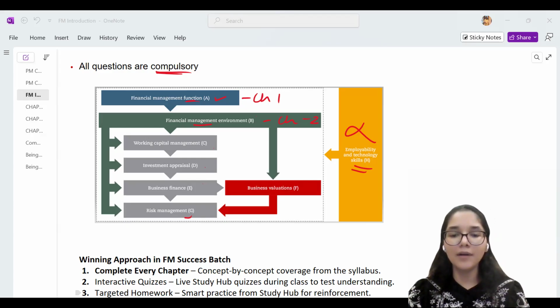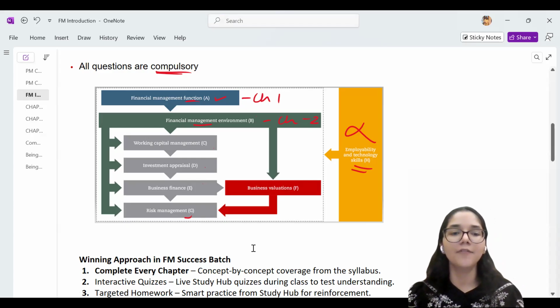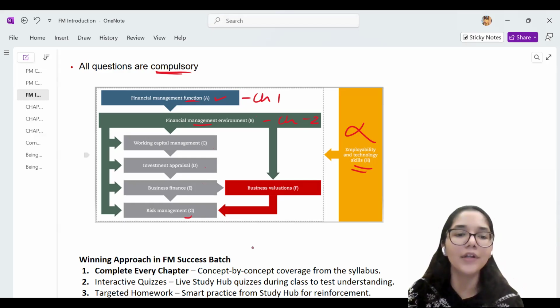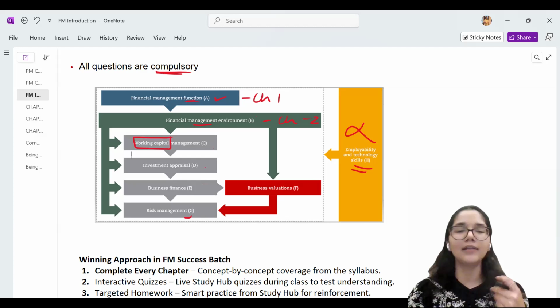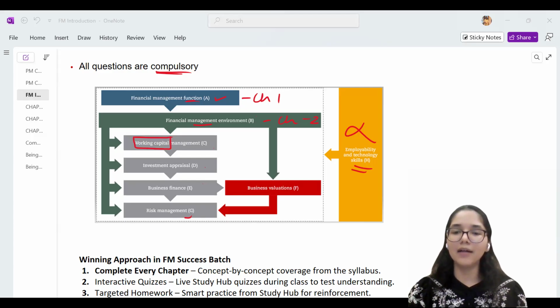Then, if I talk about the third syllabus area, which is working capital management, how many of you have heard the term working capital before? Or if you know the definition or the formula or any terminology that could be the meaning of working capital. Have you heard this term before? Working capital? Okay, perfect. A lot of you already know.